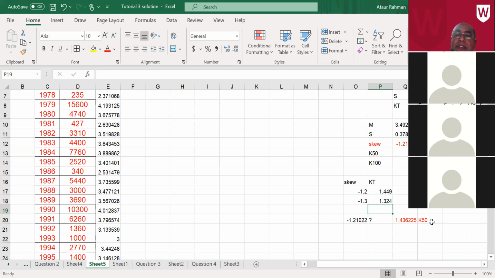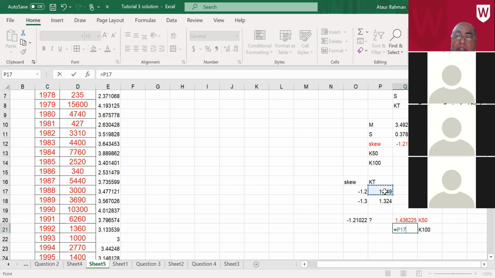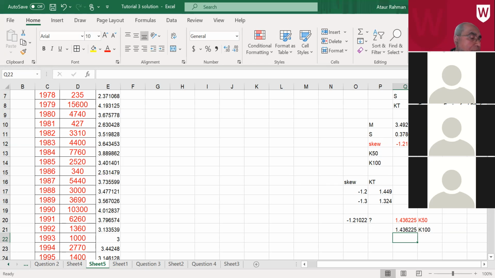Then the difference is this. So our K50, K100 would be? For one, below one is 1.383. So for KT value for minus 1.3, the value is 1.383. So for K100, we have to take from this minus that, if I am not wrong. Probably I have done something wrong, either right?